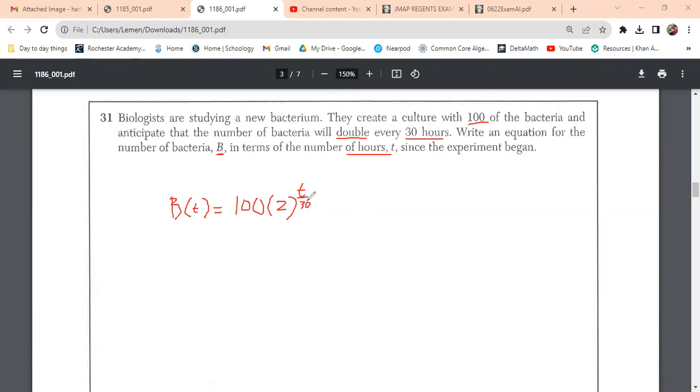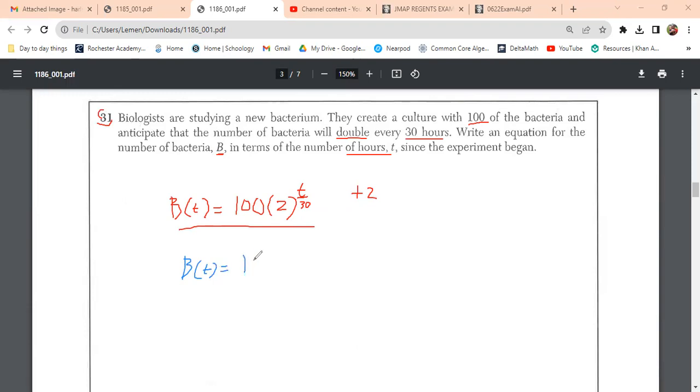So basically it's saying if it's 30 hours, we've doubled. If it's 60 hours, we've doubled twice. If it's 90 hours, if t is 90, 90 divided by 30 is 3. So this is doubling every three periods. So that's it. This is all you're doing. This is a 31 question. This is 2 points.